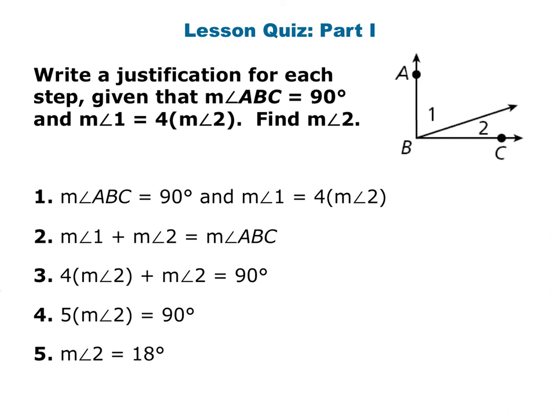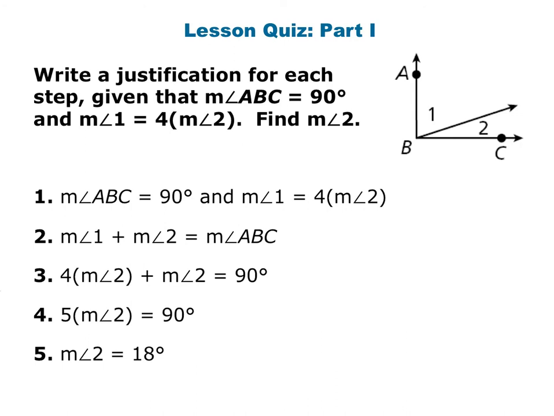All right, here's another sample. Write a justification for each step. And we're given that measure of angle ABC is 90, and measure of angle 1 equals 4 times the measure of angle 2. In the end, we're supposed to come up with the measure of angle 2. I have all the statements there. You need to see if you can get the justifying reason for each one. Okay, you got to try it yourself. So stop the iPad and then start me back up when you're done.